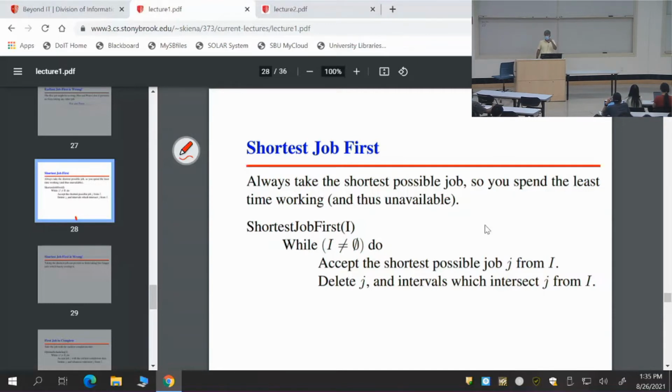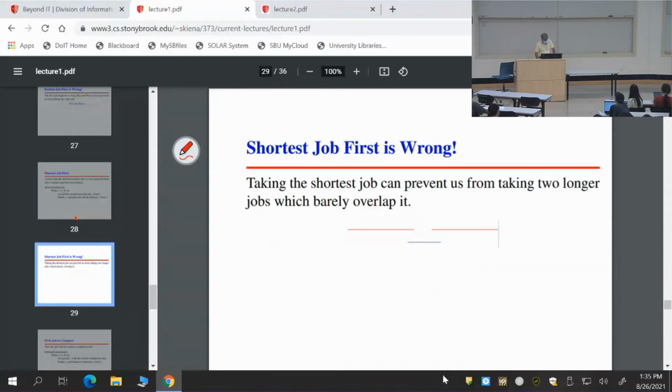Or can someone find me a counterexample to this? When would it be bad to take the shortest job? Yes, you in the pink. Two long movies. If I had two long movies that were blocked, I couldn't take both of them. What if we have a world where there are two long movies and one short movie that overlaps both of them? If I take the short movie, I get one. If I take the two long movies, I get two, right? So picking the shortest job can't do this.